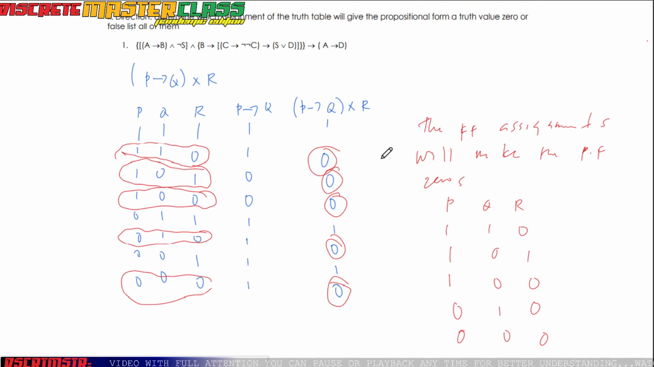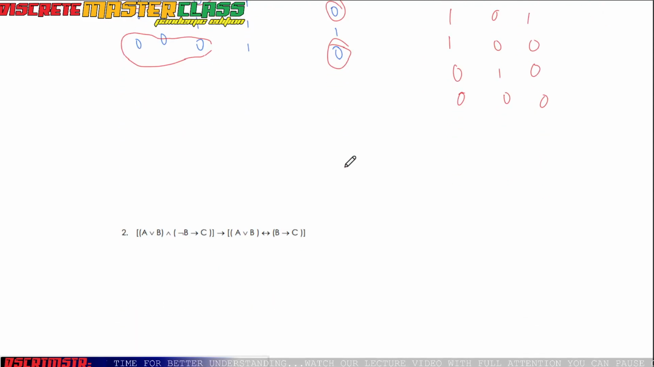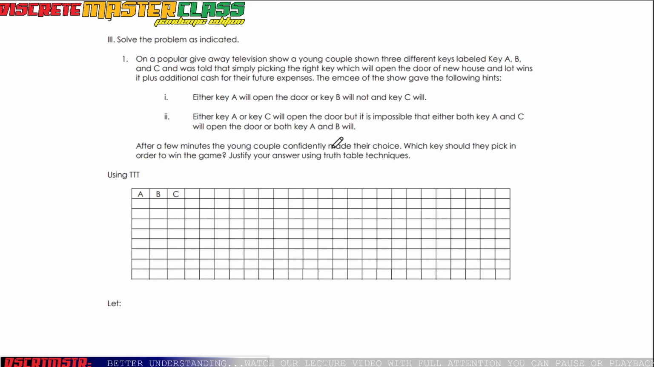If the propositional form given to you is tautology, of course, there's no 0 for that. So, you will just justify your answer that there's no 0 result for any tautology, dahil tautology means a propositional form which is always 1. So, there's no 0 result for that. Okay? For number 3 naman, I hope you understand part 2, no? For part 3, this is what you call problem solving. Solve the problem as indicated.